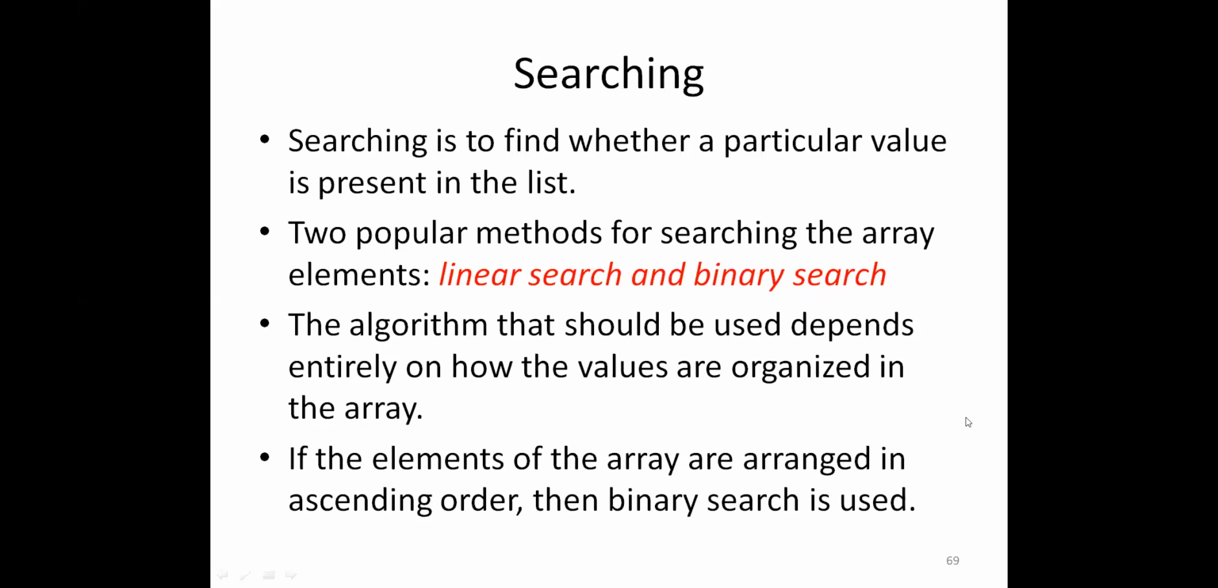Two popular methods for searching an array element are linear search and binary search. These are the popular methods actually used. There are other types of searching techniques also, but these two are very much popular. We have jump search, then interpolation search. In our syllabus, we are going to see four types of searching. The first two we are going to see are linear search and binary search.